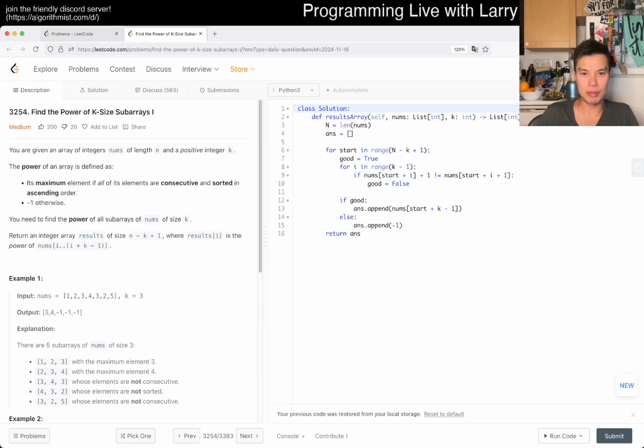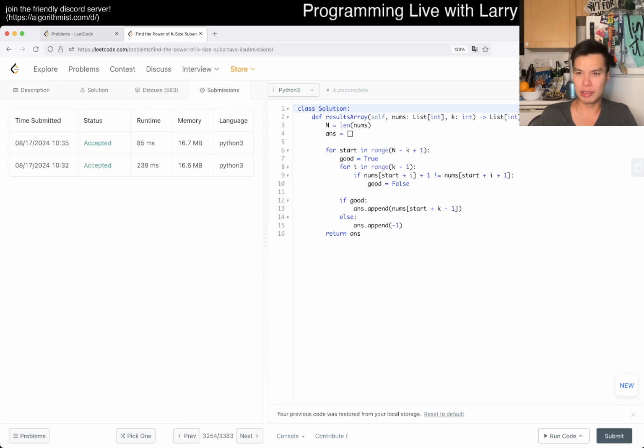Did I do this problem recently? I guess this is a contest problem or something, right? 3254 maybe? Yeah, it was only 3 months ago.